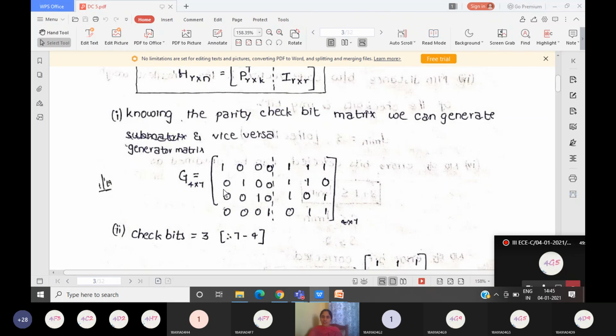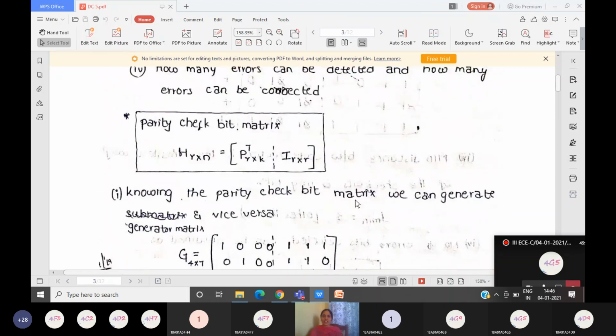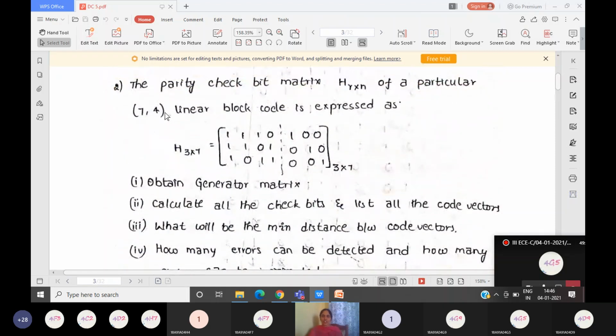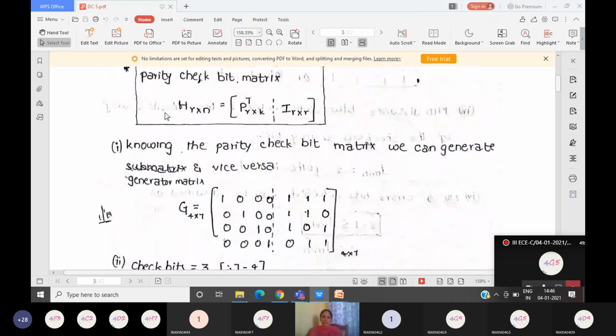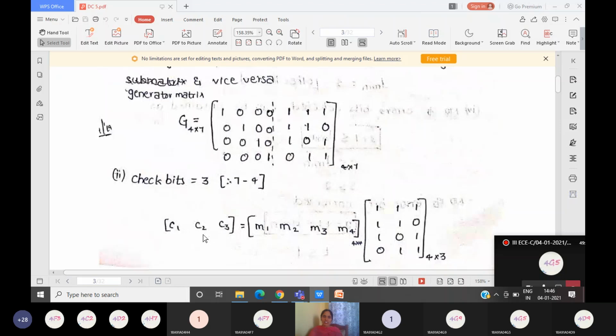The identity matrix for a generator matrix is 4 by 4 because it is k by k. Now, how many check bits are there? 3. You should calculate 3 check bits because the given code is (7, 4). So the 3 check bits C1, C2, C3 can be obtained as M into P, where M is the message vector M1, M2, M3, M4 multiplied by the submatrix P. P will be: first column 1110, second column 1101 and third column 1011.